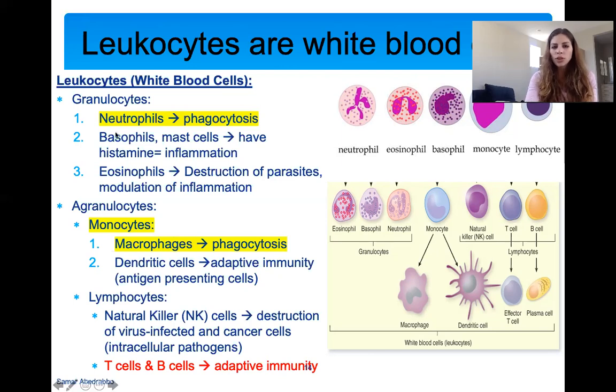So I want you to know the different functions of these cells, and when we do the lab video, I'll show you what they look like under the microscope. And I want you to keep in mind what the function of each cell is. I highlighted macrophages and neutrophils because they're very important cells in your immune system because they do phagocytosis.